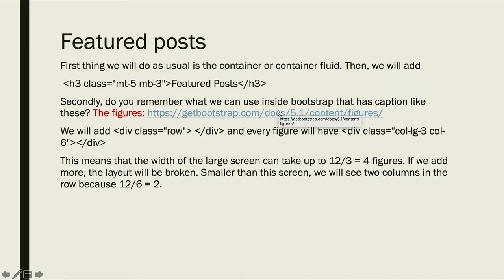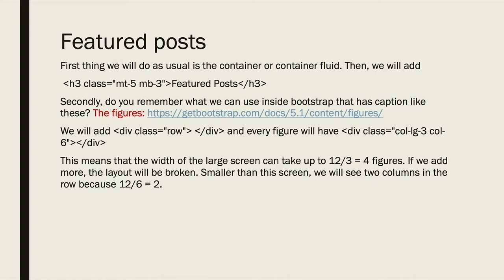And then here we will add div with class of row, and every figure will have column large of 3 and column of 6. So starting from the 992 pixels to infinity, it will have 4 columns in the row because 12 divided by 3 is 4. If you want to know how many columns I will have on 100% of the width of the screen, make 12 divided by the number here. We have 3, so 12 divided by 3, it will be 4.